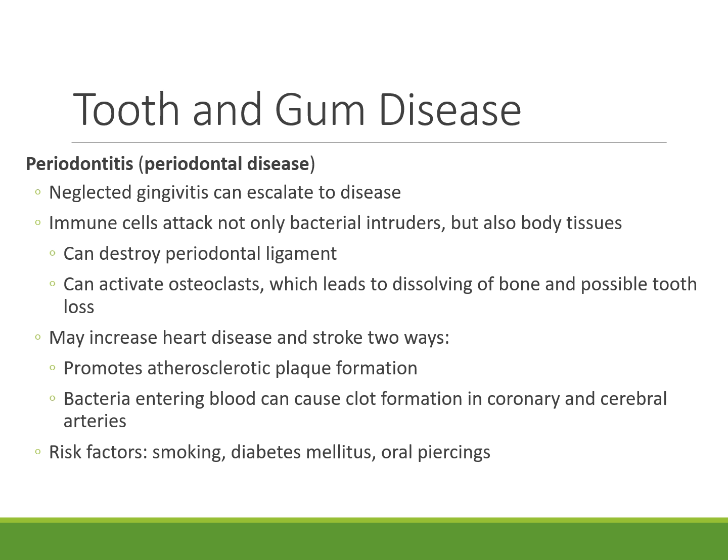Periodontal disease, this is when you neglect the gingiva, and that can escalate to disease. The immune system attacks not only the bacteria but also your body tissues. That can destroy the periodontal ligament, that can activate the osteoclasts, which lead to dissolving the bone and possibly losing the tooth. That may increase your risk for heart disease and stroke 2 ways. It promotes atherosclerotic plaque formation, and it also allows bacteria that have entered into the blood to cause clot formation in the coronary and cerebral arteries. So risk factors of periodontal disease include smoking, diabetes, and oral piercings.